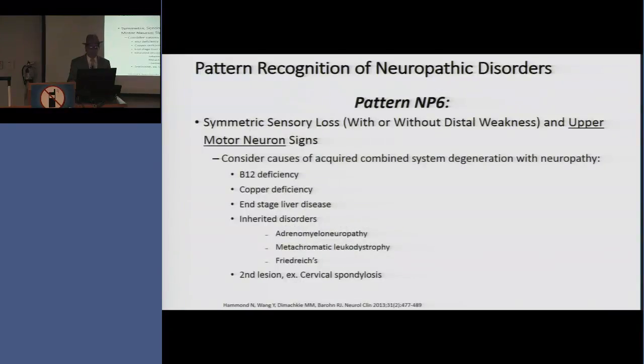Pattern 6 is symmetric sensory loss with or without distal weakness and upper motor neuron signs. So this essentially is the NP2 pattern, but with upper motor neuron signs, which means that there's also myelopathy. So this is the myeloneuropathy pattern, and in this case, one has to do an intense search for B12 and copper deficiency, and sometimes other disorders.